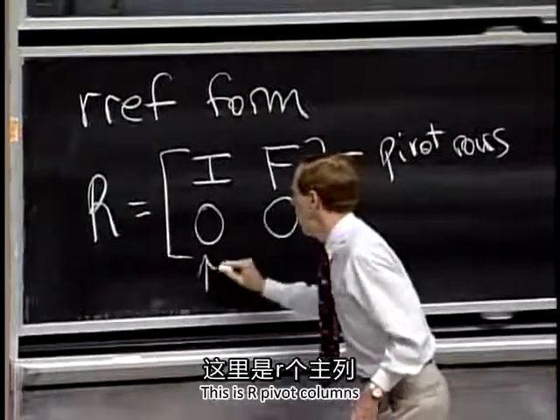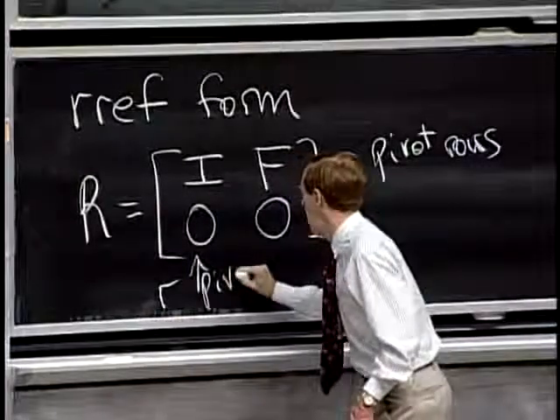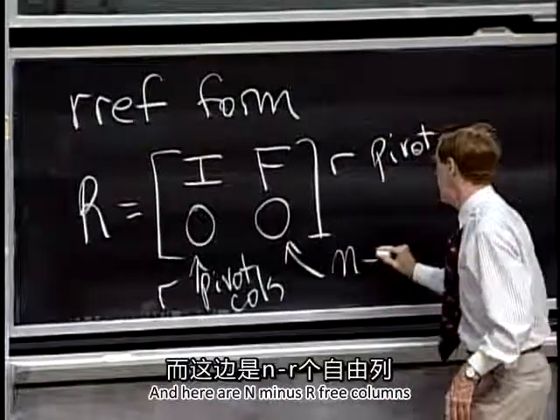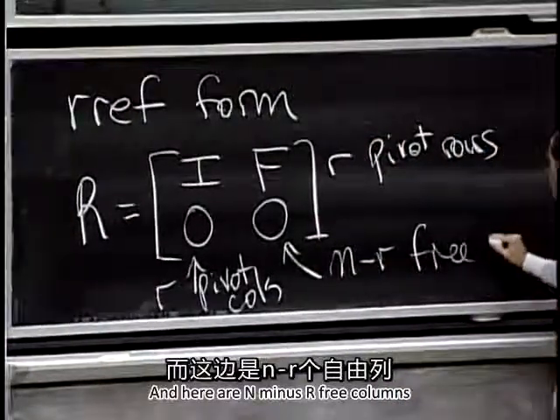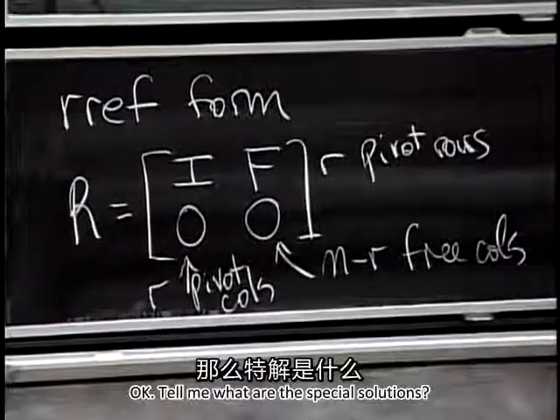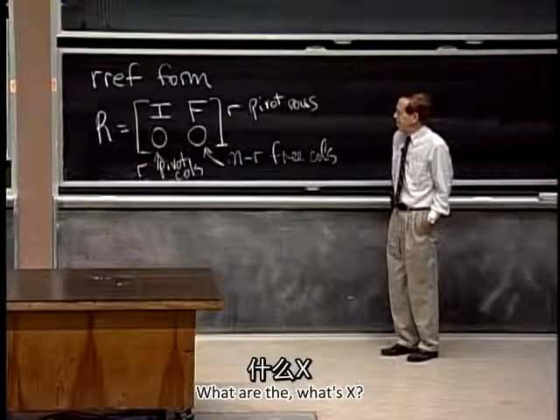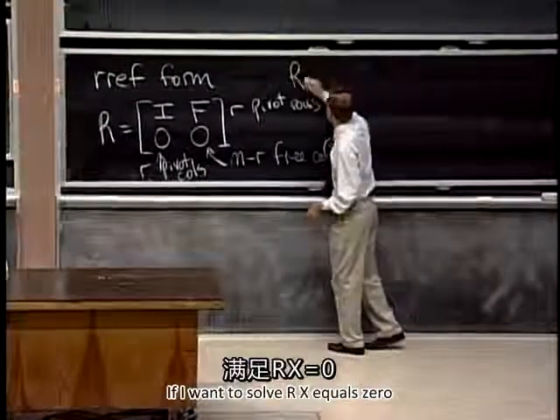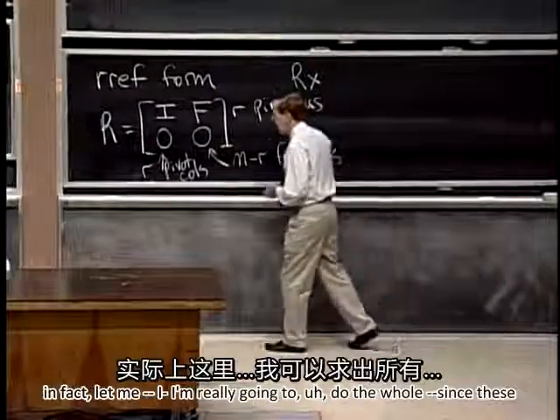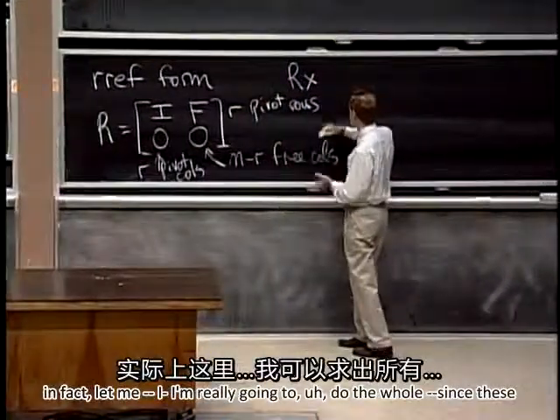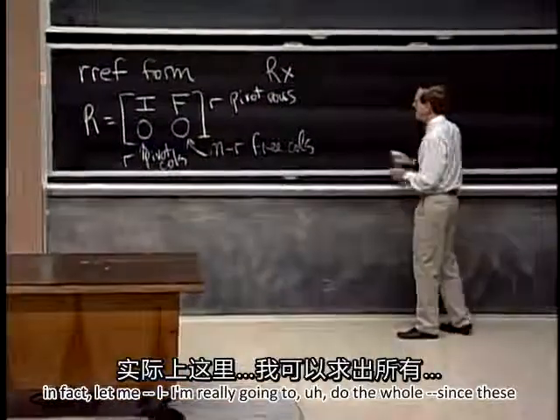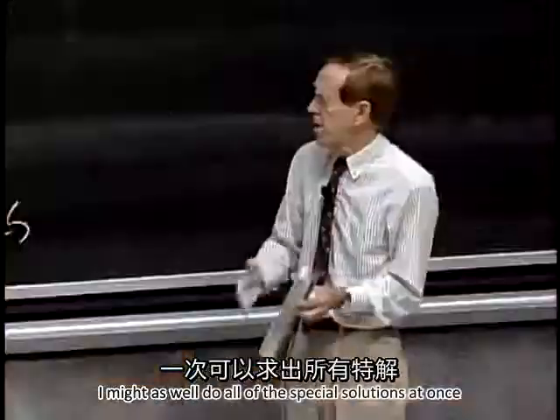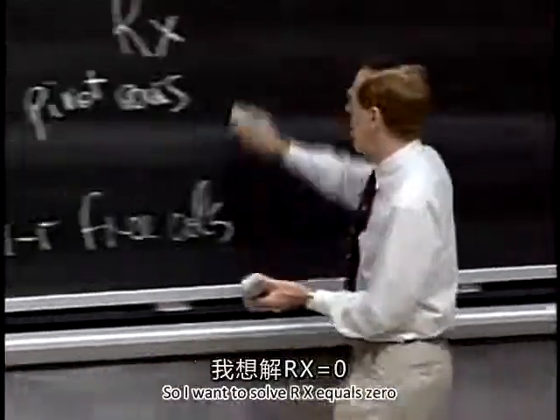This is R pivot columns. And here are n minus R free columns. Okay. Tell me, what are the special solutions? What's x? If I want to solve Rx equals 0, since this is now block matrices, I might as well do all of the special solutions at once. So I want to solve Rx equals 0.